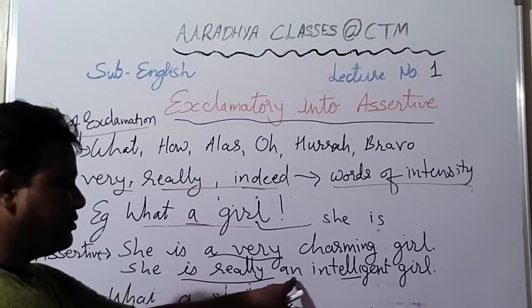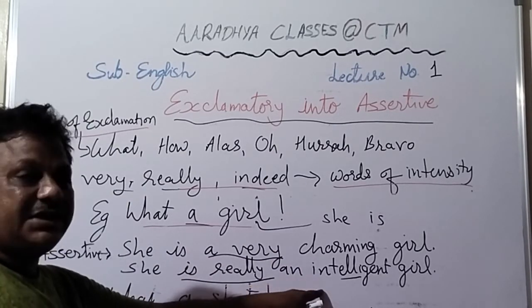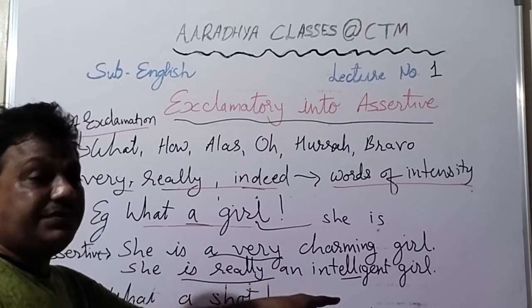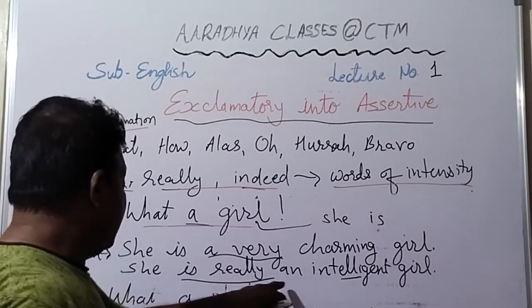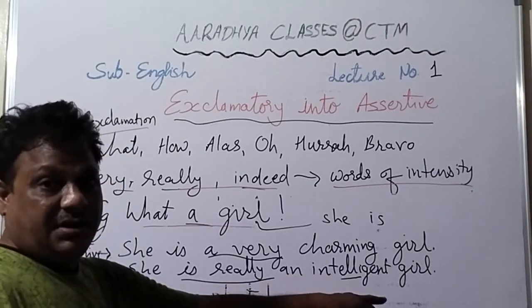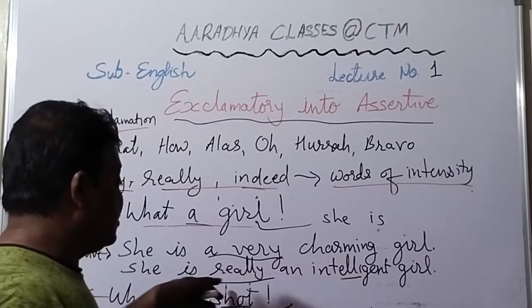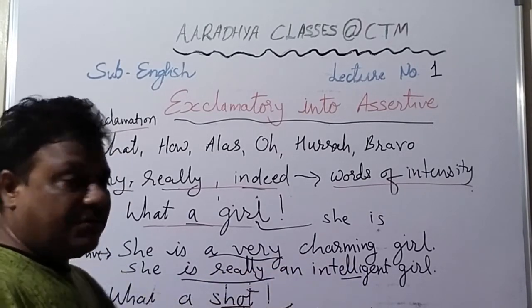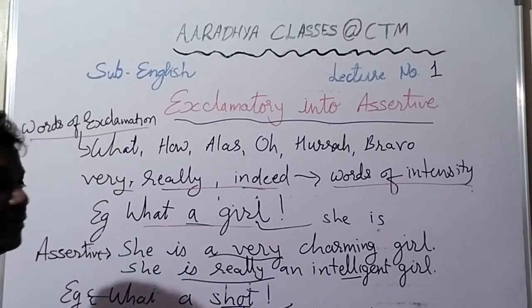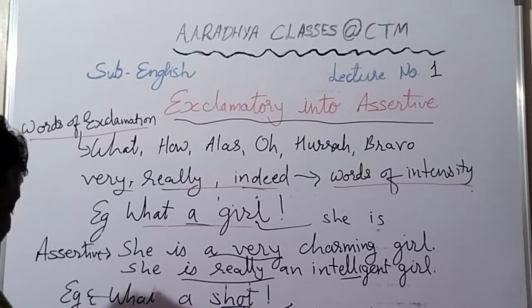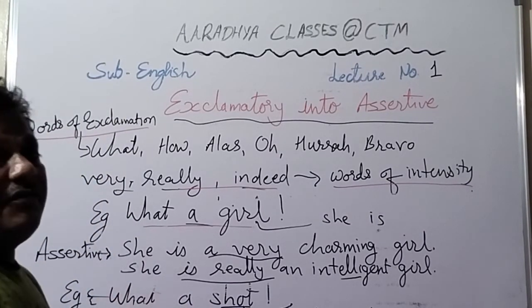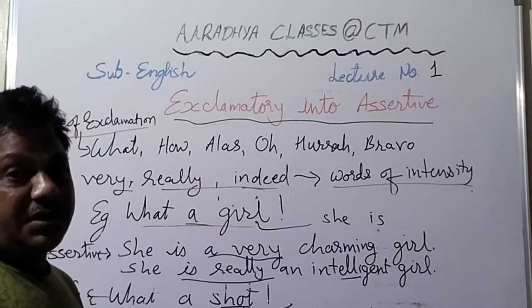Here it is a vowel sound, so an is there. If you are using some other adjective over here, you are free to use any adjective. So she is really a clever girl. That way also you can say she is really a very charming girl. She is really an intelligent girl. So like that, any adjective you can use. So these are, students, the sentences dealing with the word of exclamation what.